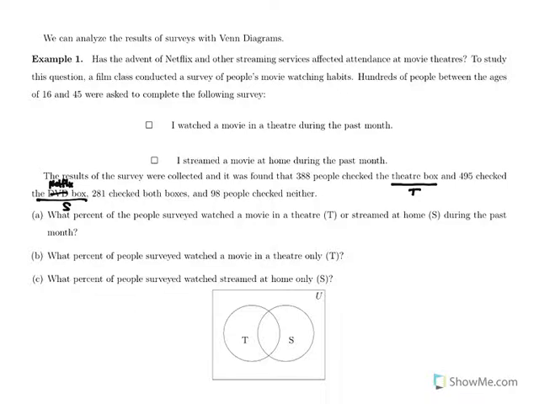All right, so we have that 388 people checked the theater box. So what that means is that in this circle here, we have 388. We had 495 check the streaming box. So that is in this circle, we have 495.